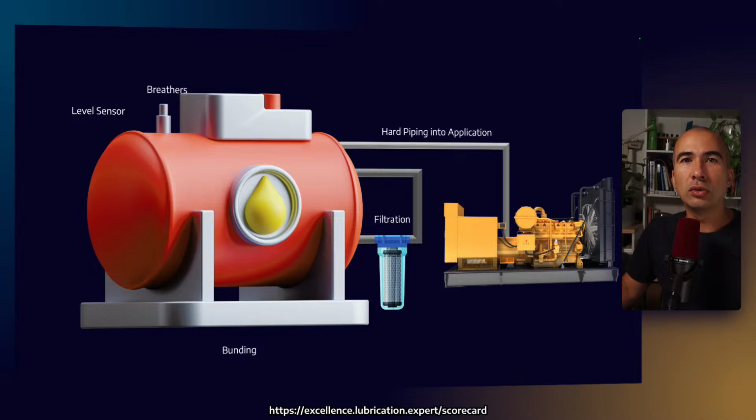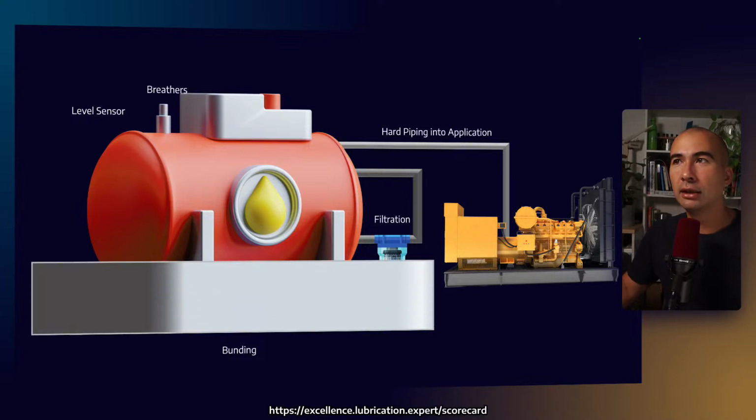The other thing that we can do is put a level sensor on the system, and some of these modern systems can actually talk back to our supplier so they know when to come to top up the system. Bunding is also really important, making sure that the bund can accommodate the volume that is inside the tank so that if there is a leak, it is all going to be contained.